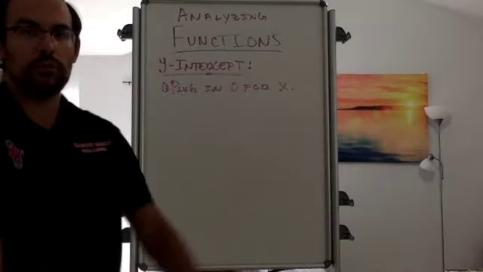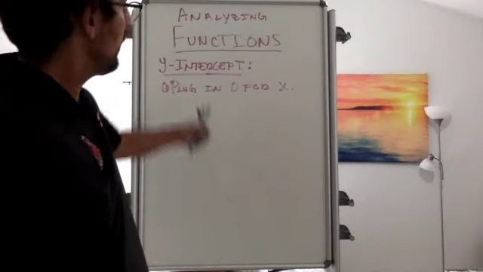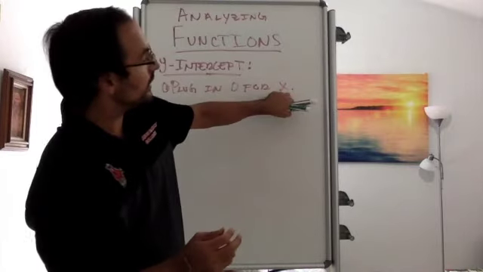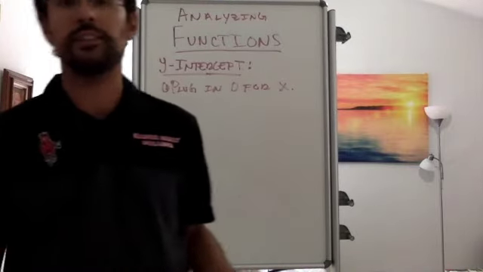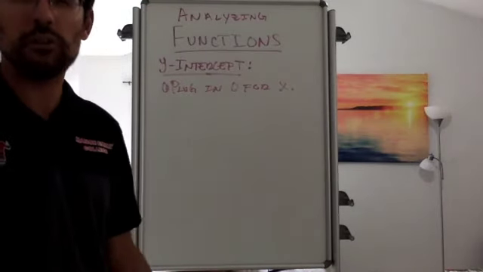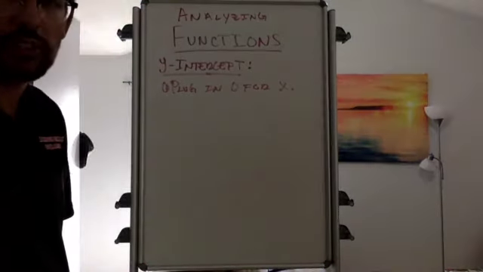All right, so finally we're going to talk about y-intercepts. Y-intercepts are where they cross the y-axis. That's where the x value is equal to 0. So your only step here is to plug in 0 for x, and then simplify. So let me show you an example.